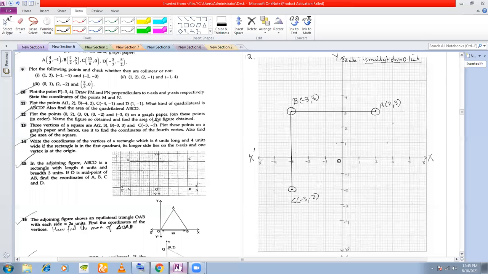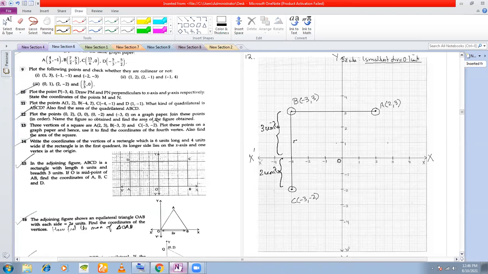So will it be 3 minus 3? Why 3 minus 3? In order to find out the fourth vertex, you calculate the length here. How much is the length here? Length here is 3 units, right? You agree? And what is the length here? 2 units, right?